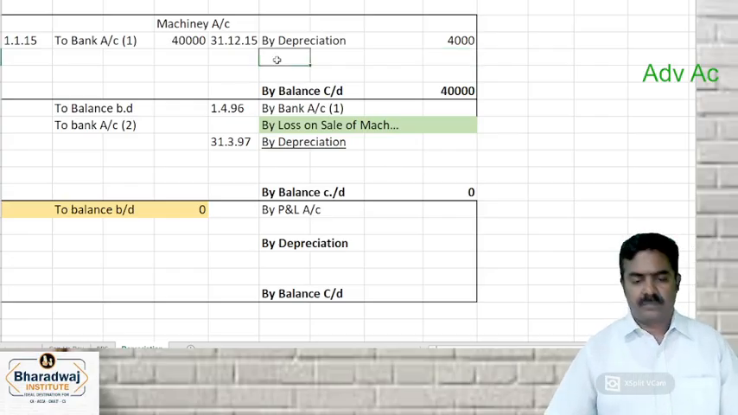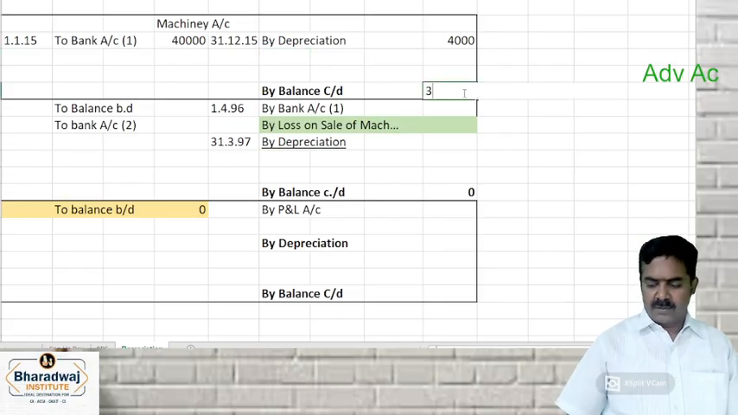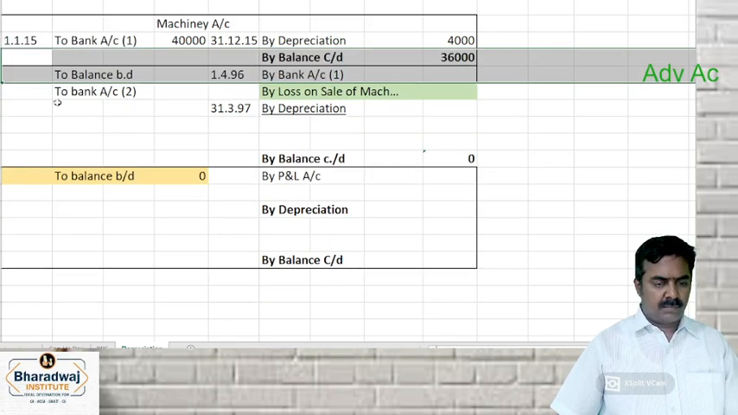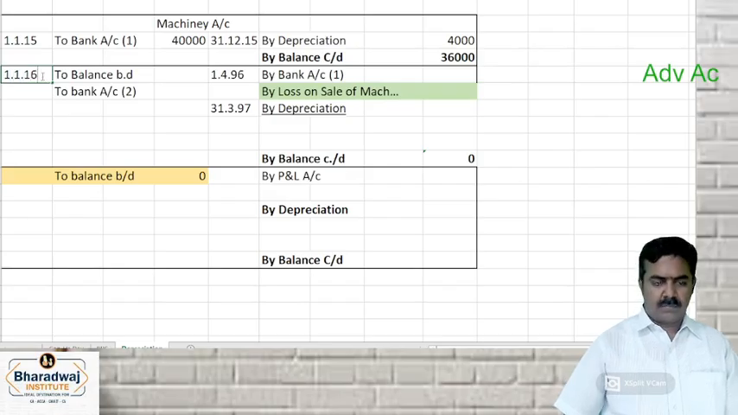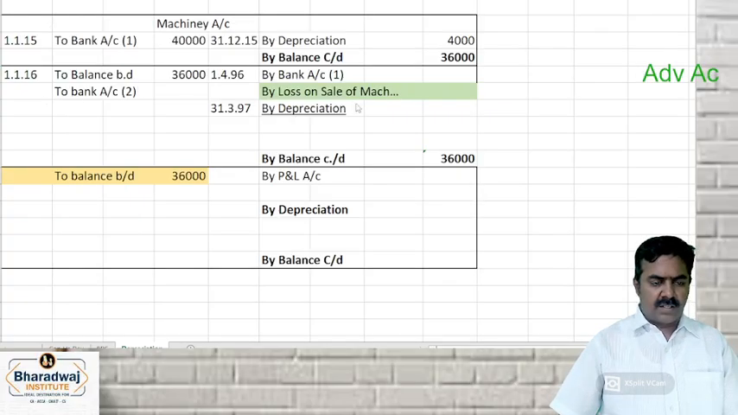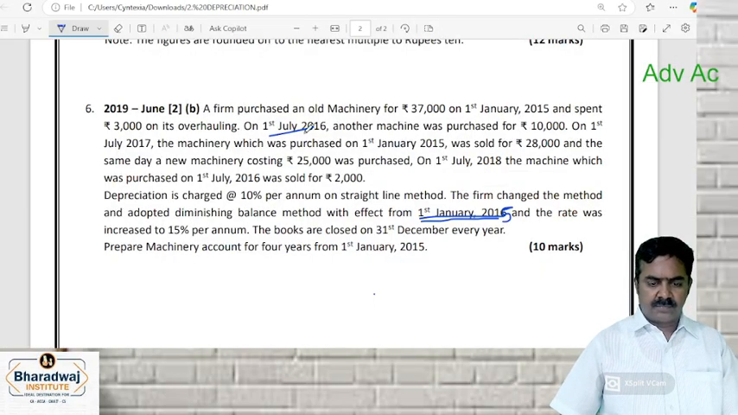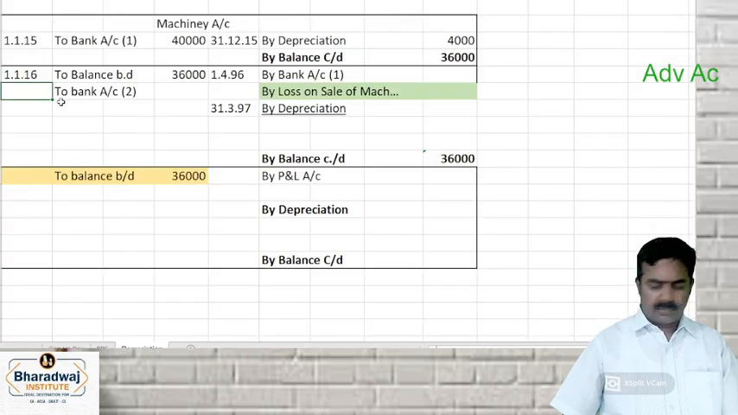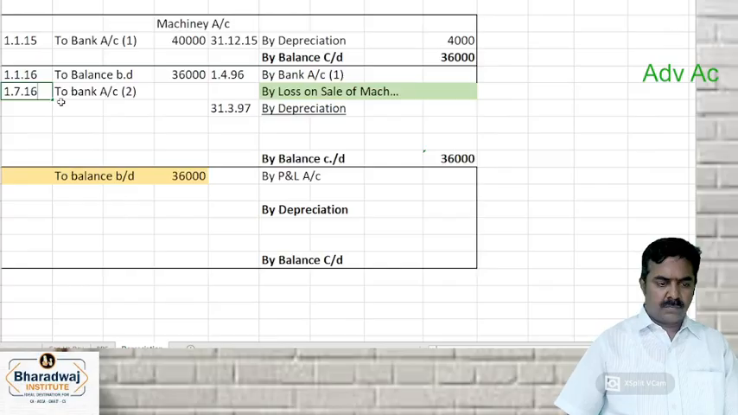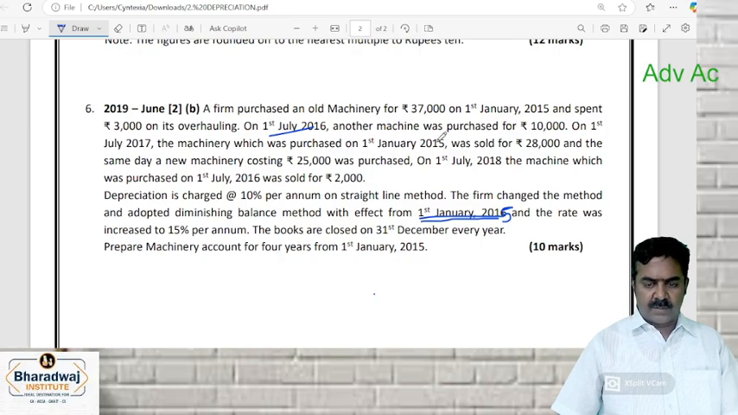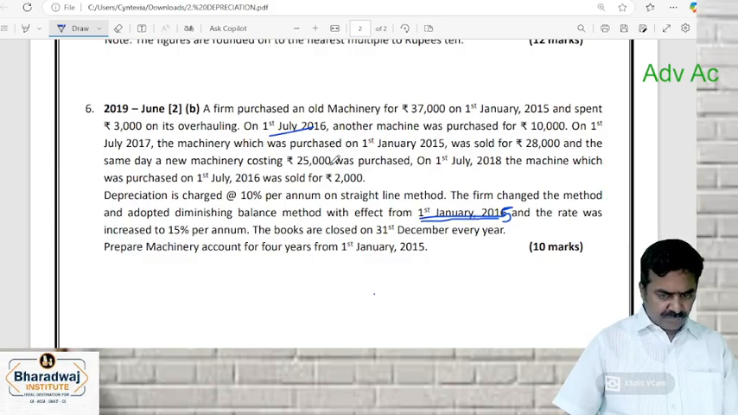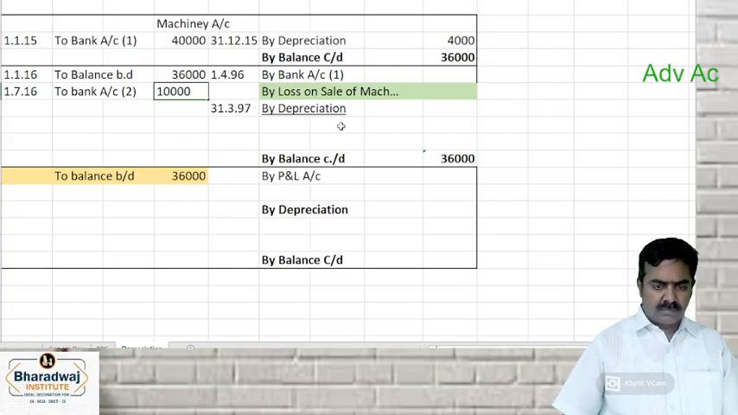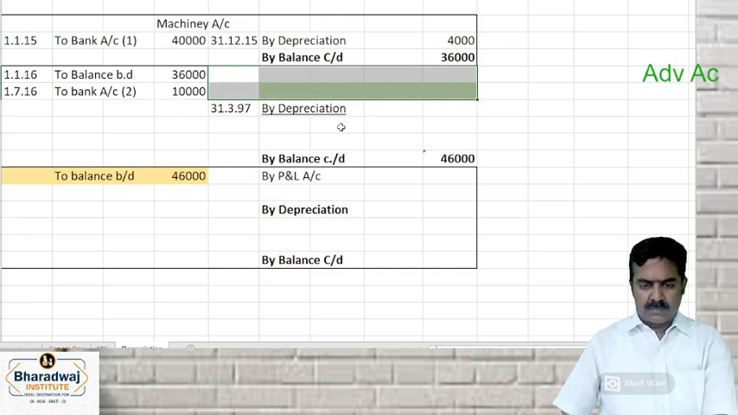Then by balance carried on 36,000. We are purchasing another asset. When are we purchasing the asset? Second asset was purchased for how much? 10,000. No sale, etc.